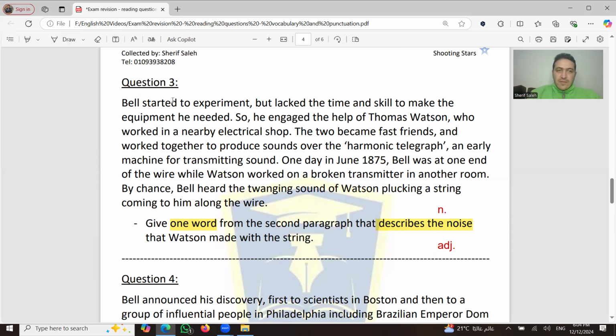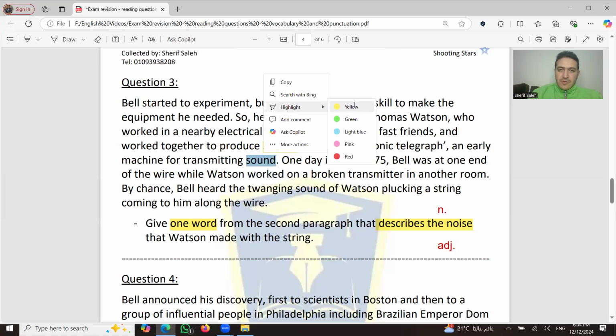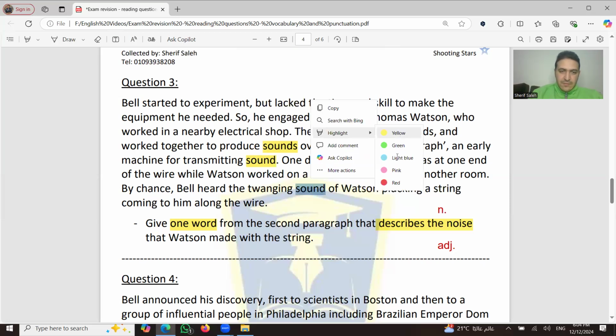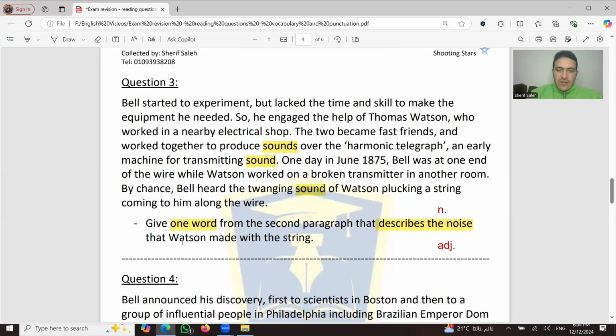So if you read the paragraph, you will come to the word sound, for example, or sounds. It's a synonym of noise. Sound or sounds also may mean noise. And here is also sound. Okay, the noise that Watson made with the string. Yeah, that's also very important. So here we're talking about a noise that comes from a string. And here we have the word string. So the answer has to be definitely from this sentence.